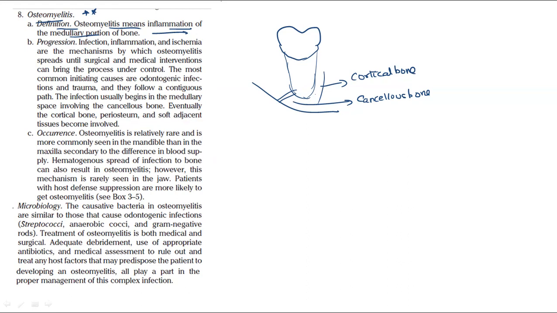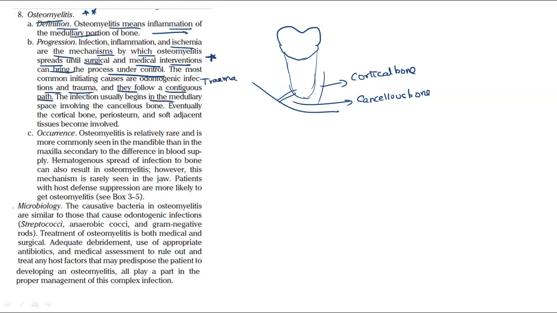So, infection, inflammation, and ischemia, where there is lack of oxygen supply, are the mechanisms by which osteomyelitis spreads until surgical and medical interventions can bring the process under control. Only medical and surgical interventions can help get rid of this. The common irritating causes are odontogenic infections and trauma, and the main initiating factor is trauma. They follow a contiguous path.